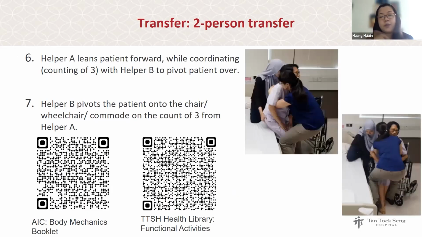If you want to have more information on how to do a transfer, or you want to share information with the caregivers during your practice, you can just scan these two QR codes, because these two QR codes have available information on how to do a transfer, and you can pass it to the family members as well. These are credits to the Agency for Integrated Care in Singapore. This is the body mechanics booklet that they have. And also in our Tan Tock Seng Health Library, the physio have a booklet on functional activities on how to transfer patients. So you can take some resources from them as well.